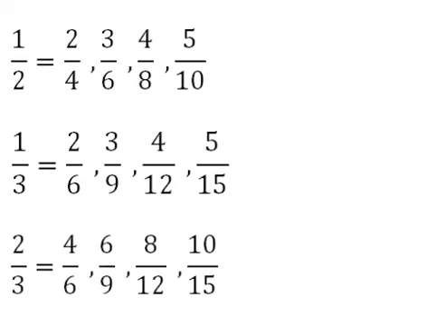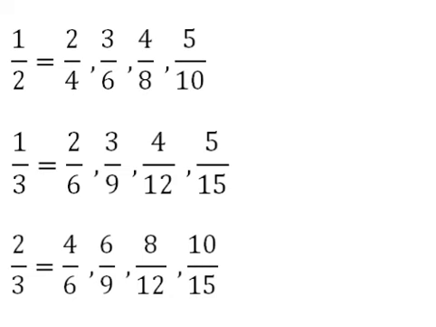So here's a list of some other examples. 1/2, if we multiply it by 2 over 2, we get 2/4. If we multiply it by 3 over 3, we get 3/6. If we multiply by 4 over 4, we get 4/8, and so on and so forth. The same thing is true for 1/3. 1/3 times 2 over 2 is 2/6, times 3 is 3 over 9, times 4, and so on and so forth.